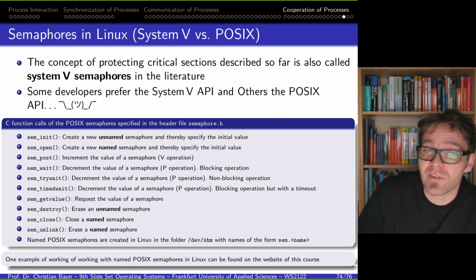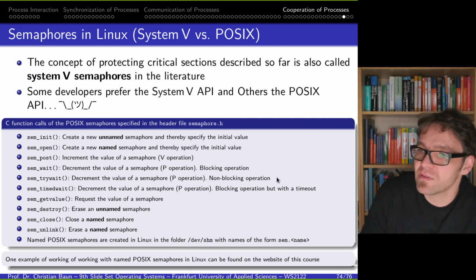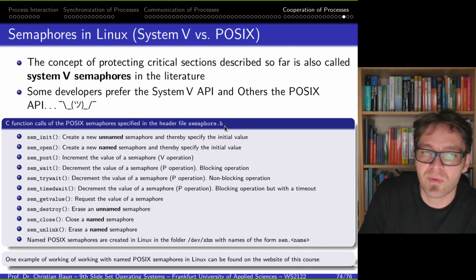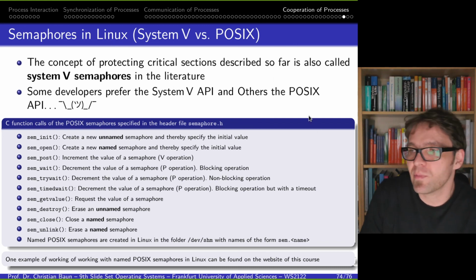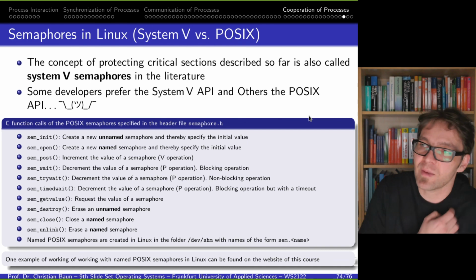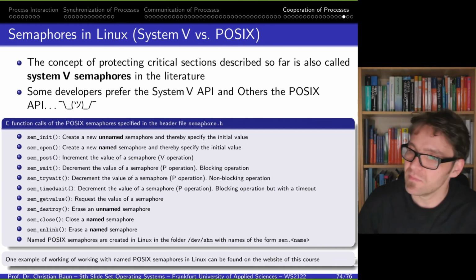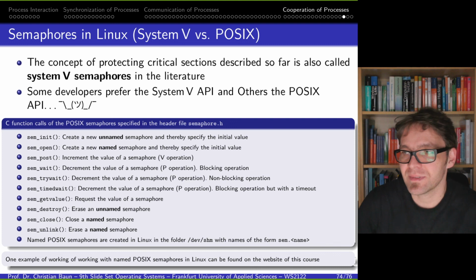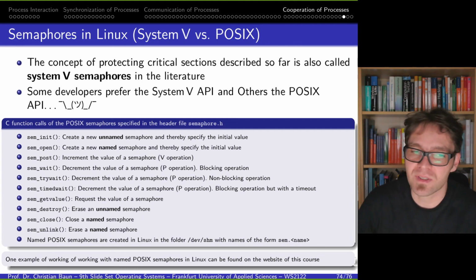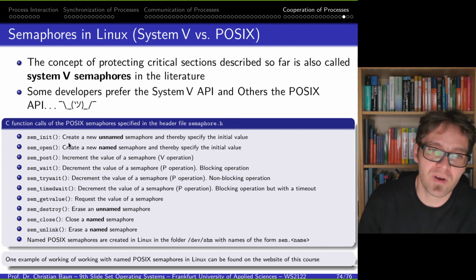If you need to implement something with semaphores, you can use the System 5 semaphore way. In my opinion, it's the most simple one, but you can also use POSIX functions, the POSIX library. Some people favor one or the other way. I cannot tell you what is best.